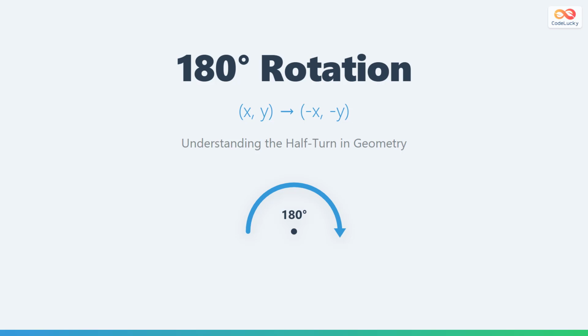Today, we are mastering the concept of the 180-degree rotation. Specifically, we will look at how coordinates change when we perform a half turn around the origin.